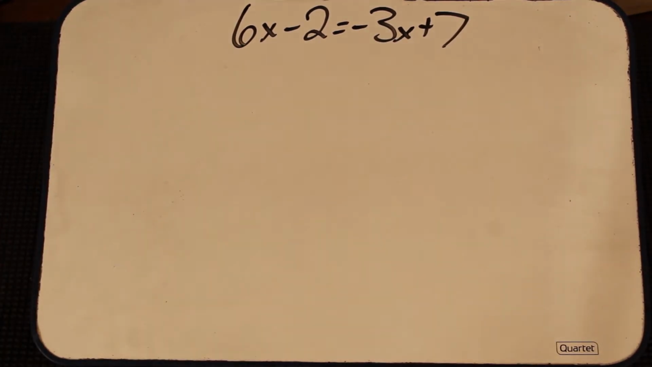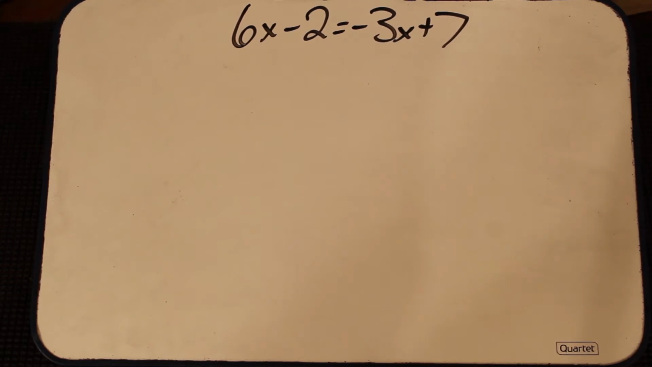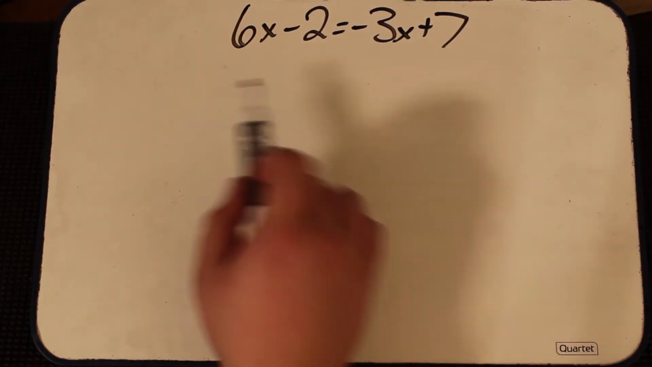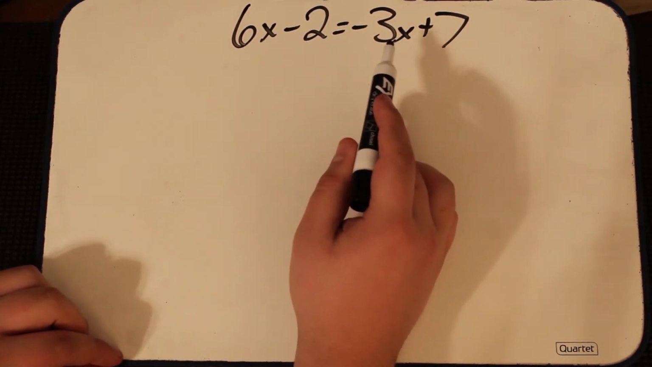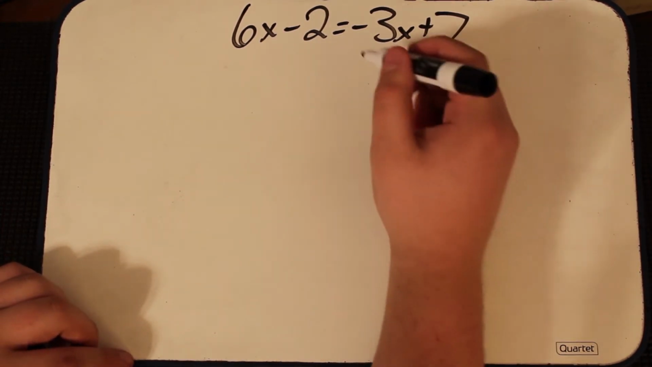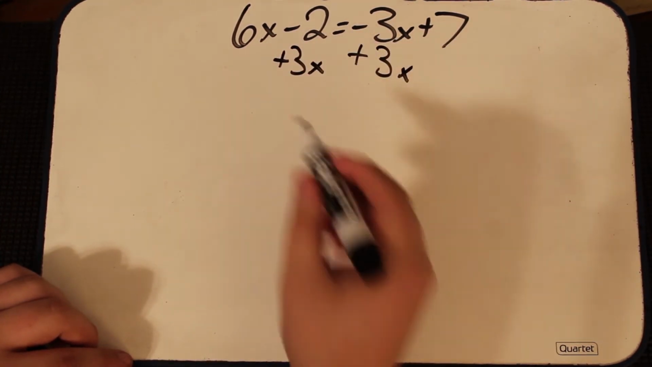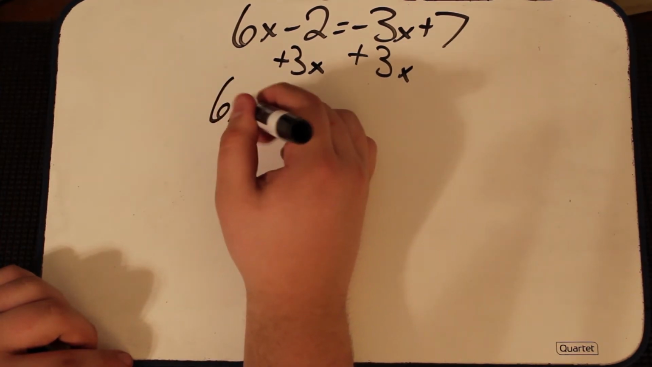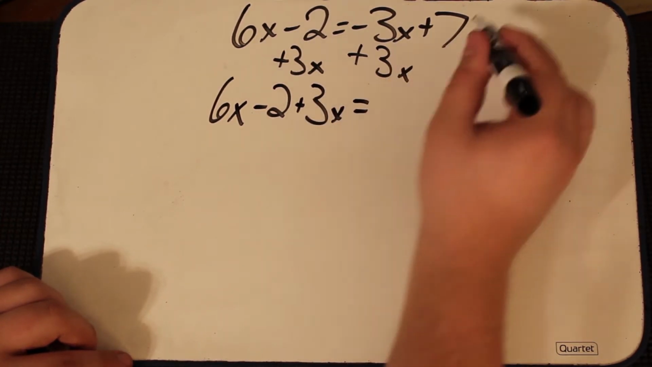So I have the equation here, 6x minus 2 equals -3x plus 7. First thing I'm going to do is get all of my terms to each respective side. First I'm going to move my variable terms. If I want all my variables on the left side, I have a -3x here. To undo a -3x, I have to add 3x to both sides. When I do that, I get 6x minus 2 plus 3x equals, what do we have left?